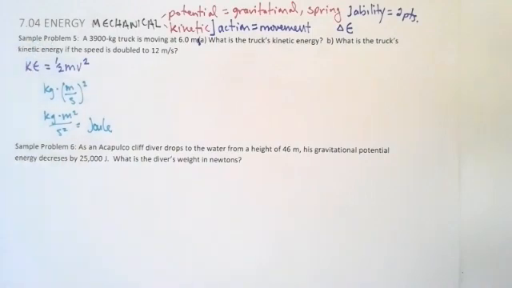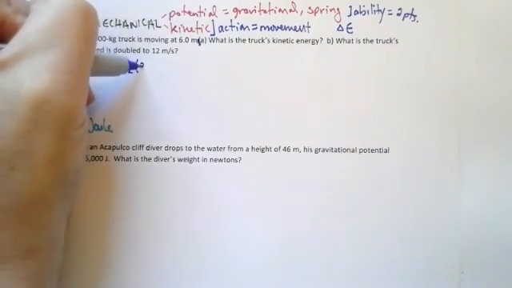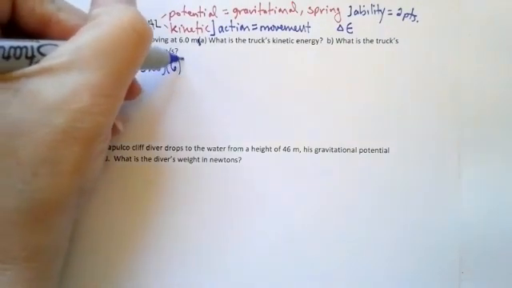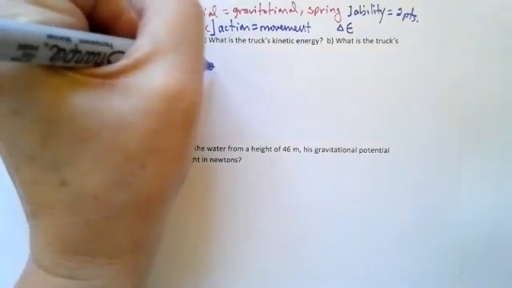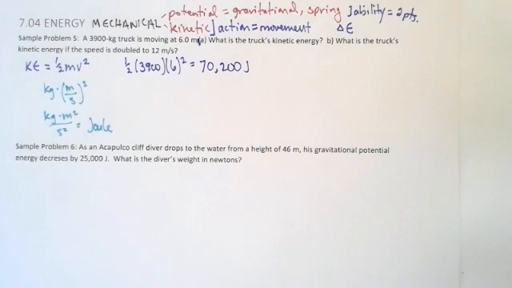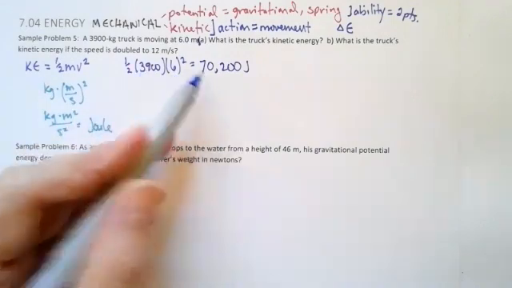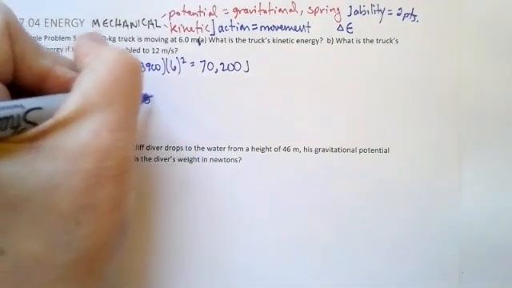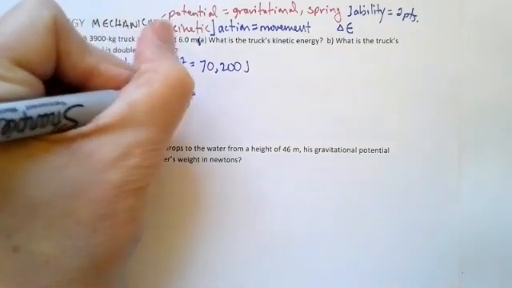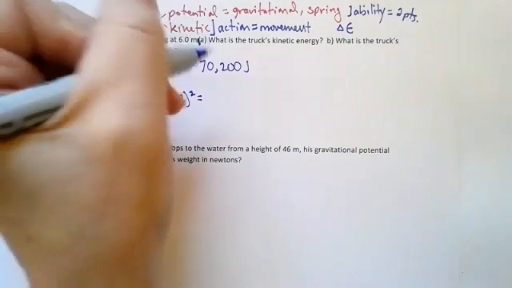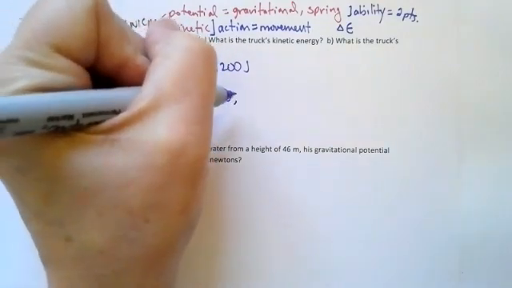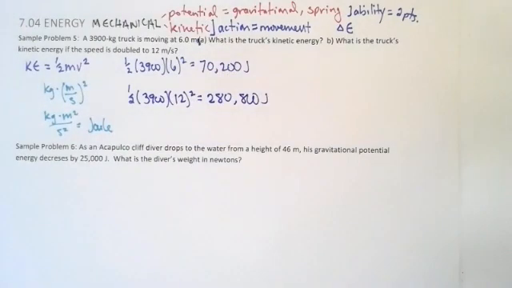So if I wanted to find this initial kinetic energy, I'm going to take 1/2 times 3,900 times 6 squared. And that's going to give me 70,200 joules. If I double the speed, if this was a 1-to-1, you would expect that to double. But what we see instead is that this goes up to 280,800 joules. So it is an exponential relationship because of the velocity.